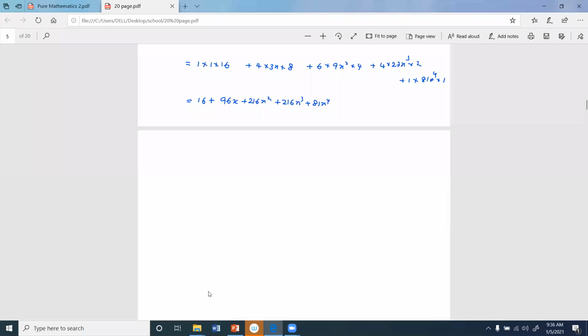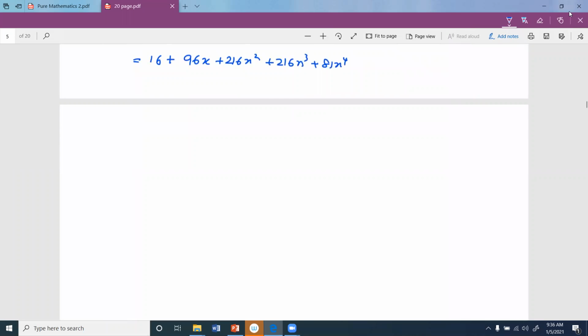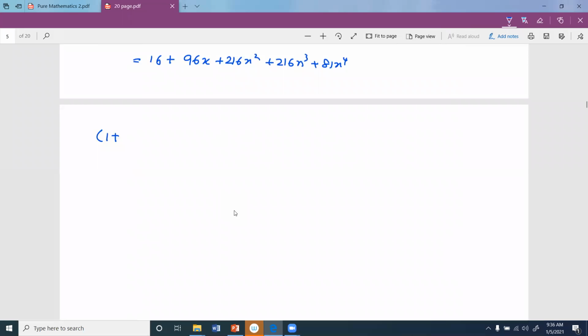The question is expand (1 + 3x)(1 + 2x)^3. So initially, if you want to do this expansion, we need to do the expansion for (1 + 2x)^3. We can do it like that.